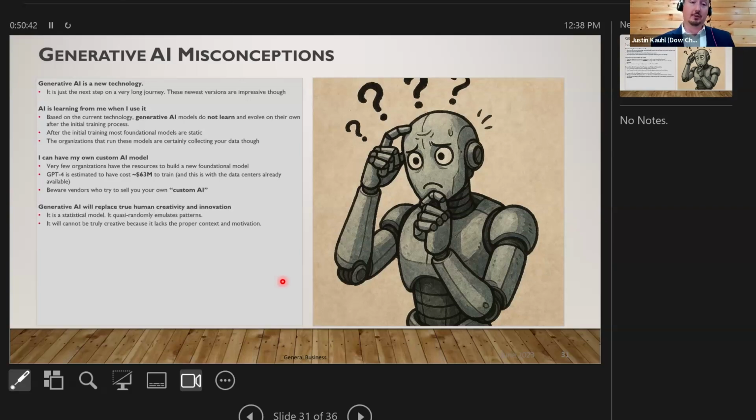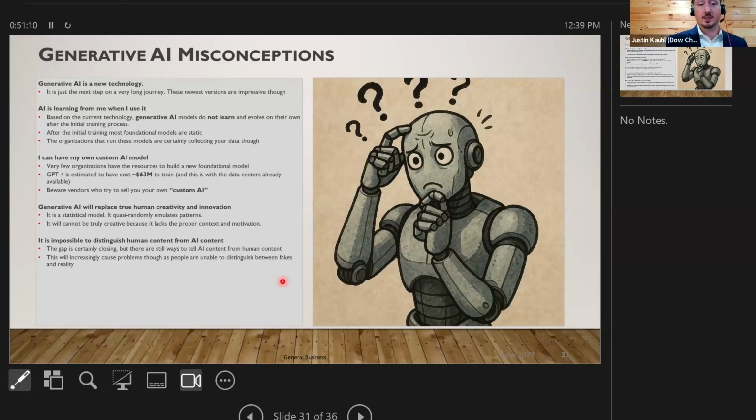Generative AI will replace true human creativity and innovation. This one's a hot button issue. A lot of people out there are debating it. From a mathematical standpoint, I can say that it is not AI. It's not intelligent. It's not creative. It's not doing anything. All it's doing is reproducing patterns. And as long as all we want is more of the same pattern, then it'll be fine. But there's going to come a time when we'll need true creativity, and that's where humans are still going to excel.